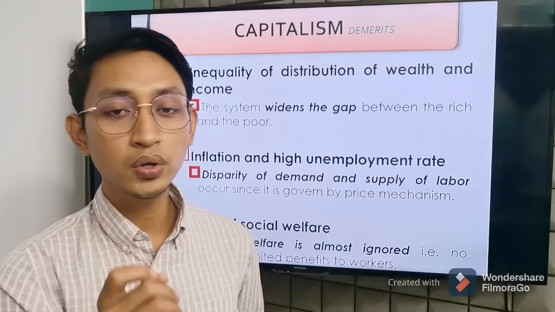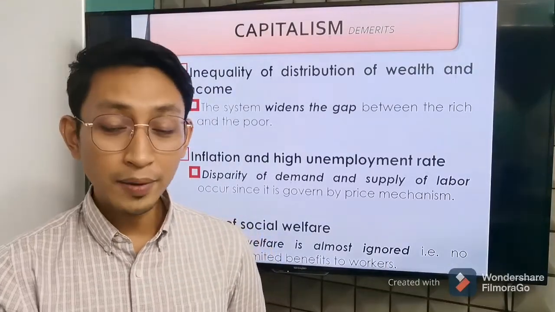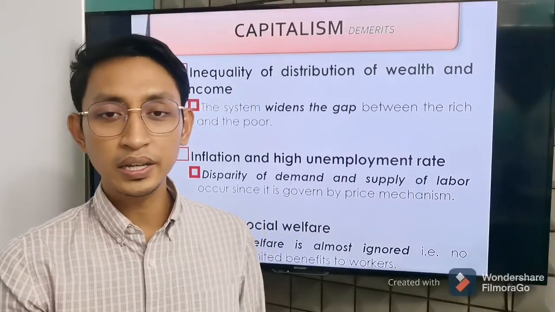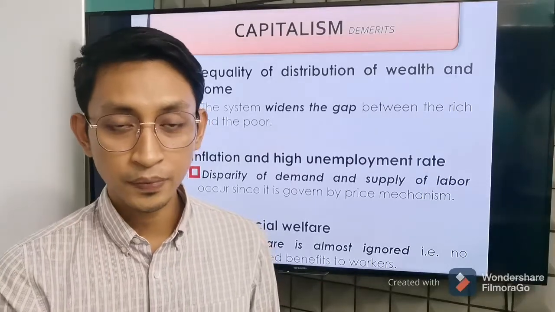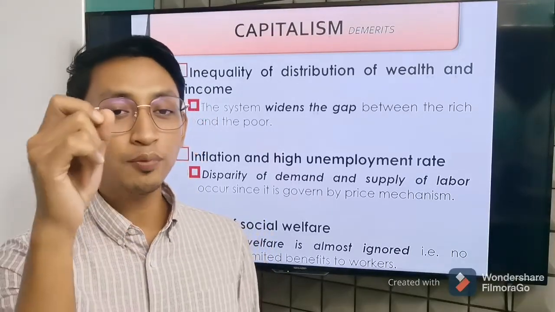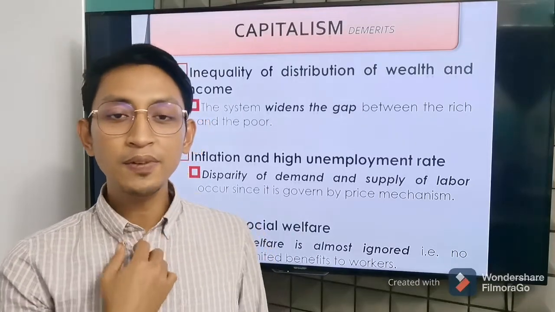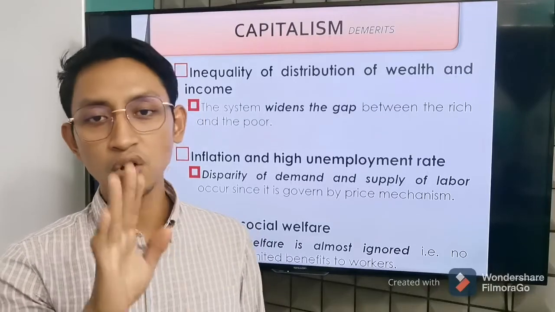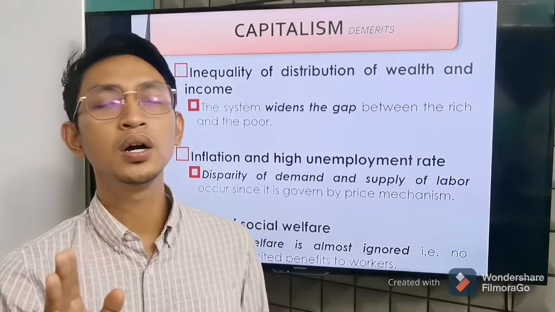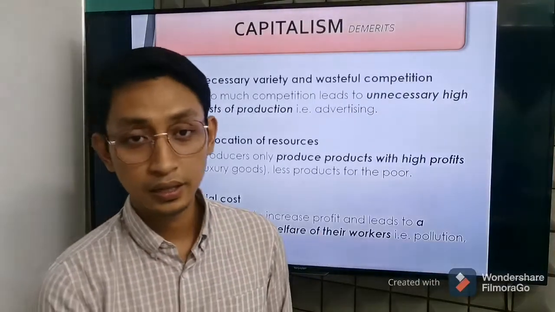And next one is lack of social welfare. Social welfare here means social welfare is almost ignored. Why? Because the government cannot do anything when certain problems happen in the economy. They believe that the economy is self-corrective and self-regulating. Therefore, the government should not do anything. If the unemployment rate increases, they just wait and see for the economy to recover by itself. If inflation happens and the price of everything rises, for them that is normal in the economy. Just wait and see, the economy will recover itself. So that's why sometimes the social welfare of the people is almost neglected. So that is the demerit for that slide.